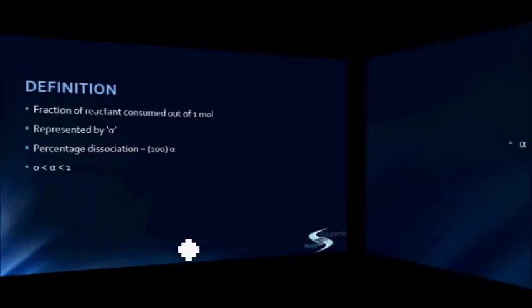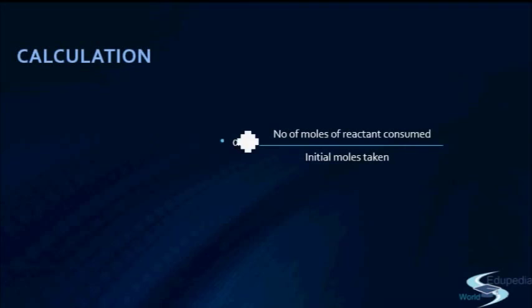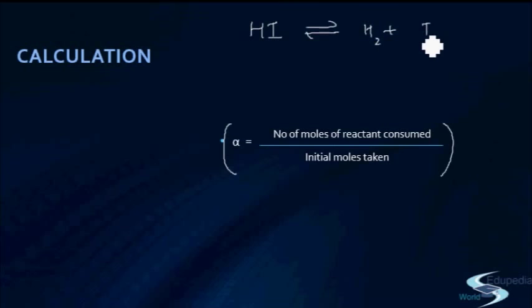Now how do we calculate alpha? We have a simple formula. Alpha is simply equal to the number of moles of reactant consumed divided by initial moles taken. This is how you can calculate alpha for any reactant. Let's take a hypothetical example. Let's say I have HI, which is getting dissociated into H2 and I2, and this is the balancing which has been given to me. I want to calculate the degree of dissociation of HI at time t.